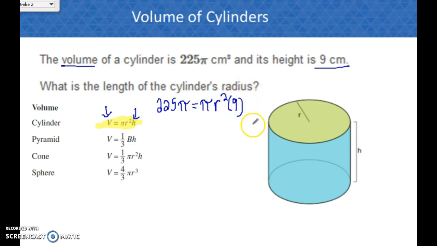And then our goal here is to figure out what the radius is. So we're trying to solve this equation for r. And anytime we're trying to solve an equation, we want to get that letter by itself. So our goal is to get r by itself.